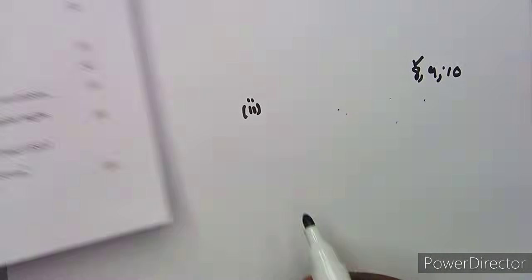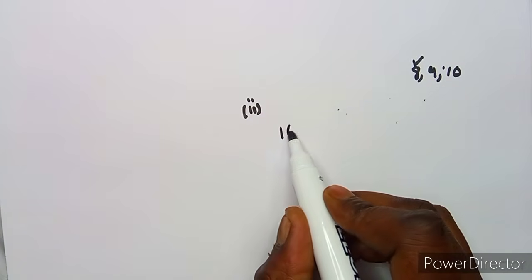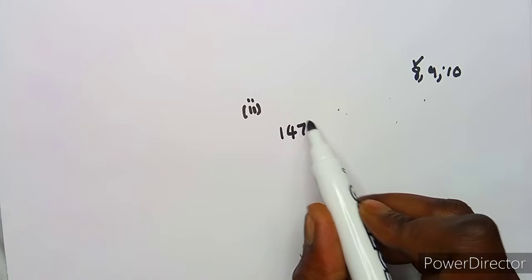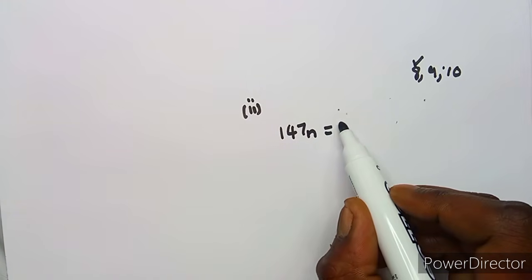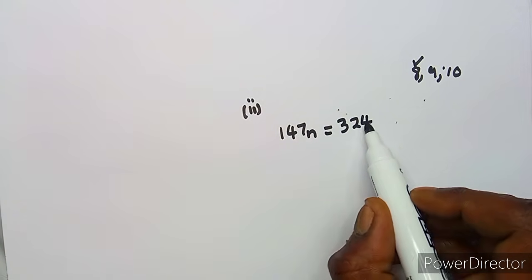All right, so I'm going to formulate an equation: 147 in base n is equal to 324 in base 6.